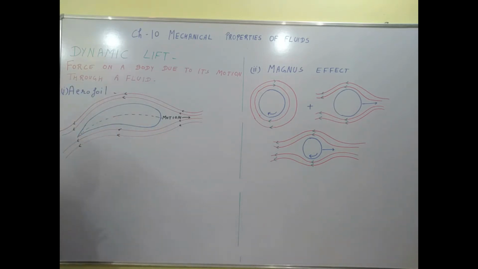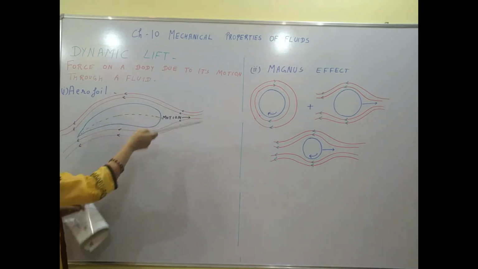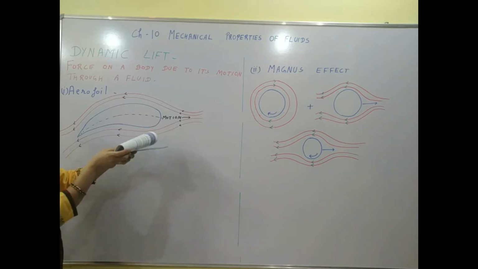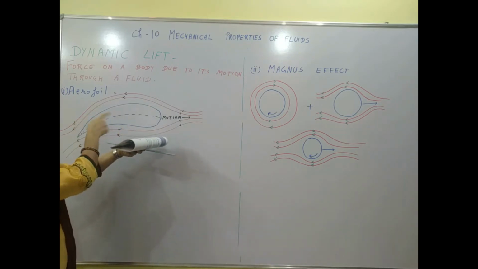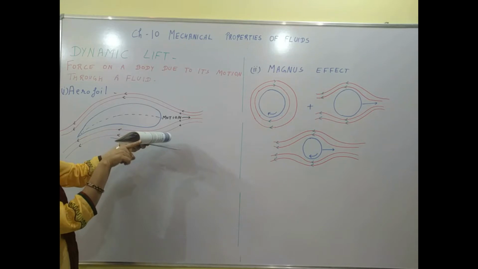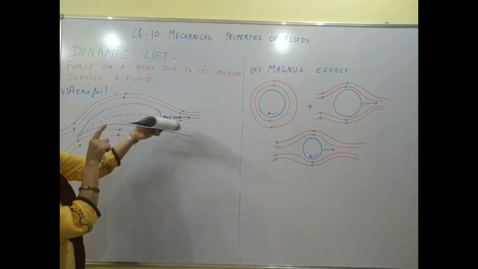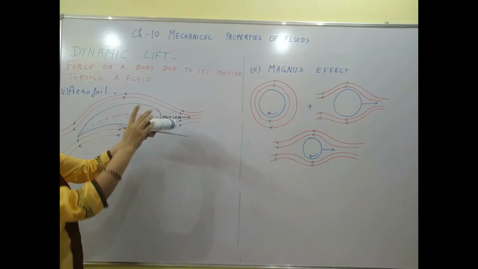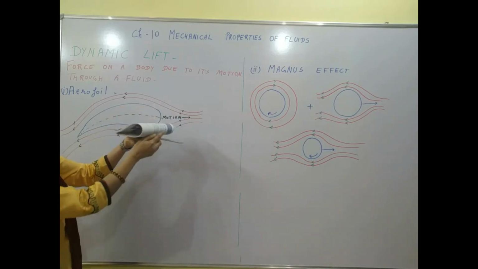So first is the aerofoil. For explaining the aerofoil, I would like you to visualize a wing of an aeroplane. Suppose you have your aeroplane which is moving this way, and this is the wing of the aeroplane. The part which is shown here is the cross section of the wing of the aeroplane. This is the nose of the aeroplane, the back side of the aeroplane, and this is the wing whose cross section I have drawn here.